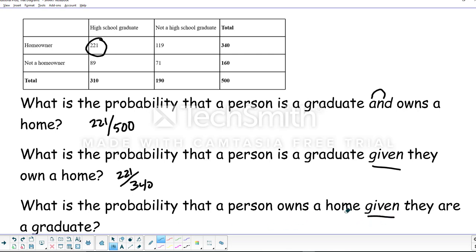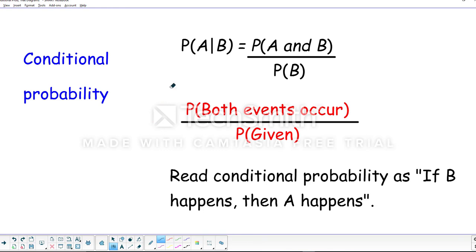The next question seems like it's the same thing, but it's not. We do have another given, but now we are saying what is the probability the person owns a home given they are a graduate. So now we are reducing our population from the 500, not even looking at those 340. We're now looking at the 310 that are high school graduates. So we have 310 in our denominator and 221 is still the numerator. We're still looking at that intersection between those two for all of these. But as you can see, very different probabilities. And whenever you change it to a conditional probability, introduce this given, you're actually shrinking down your population and making your probability larger.